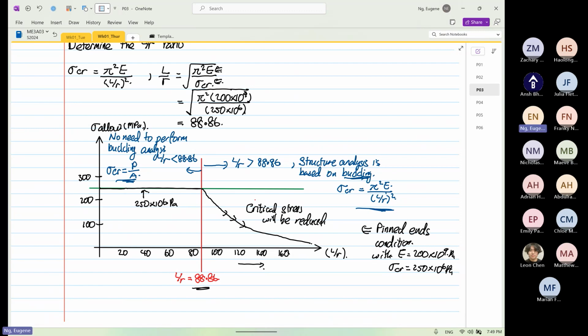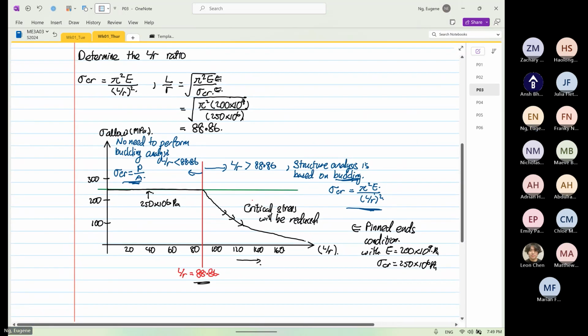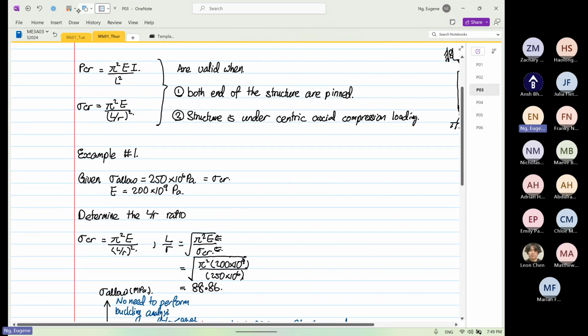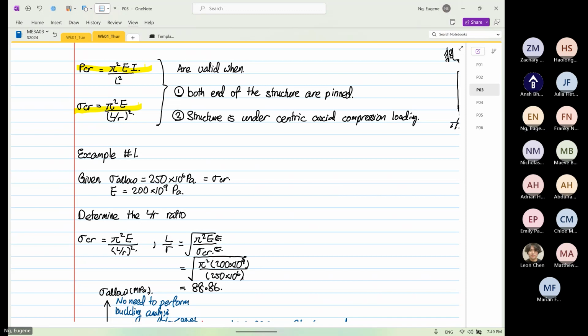Okay, I want to look at another example. Anyone, any questions so far regarding the chart and regarding what is important in this analysis, which is your critical load and your critical stress? Anyone, any issues for now? Okay, I don't see any.